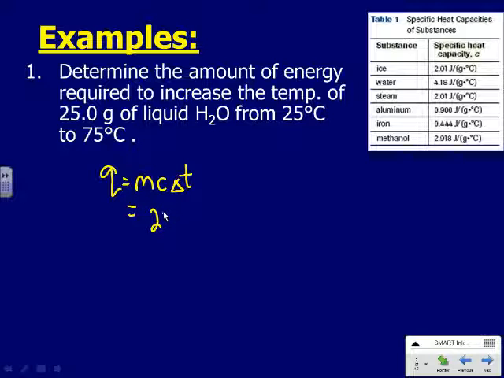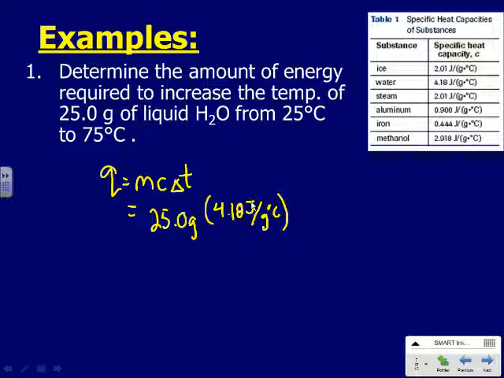Mass, 25.0. Again, you know my views on units. Some professors will be picky about it. I'm not picky about it. I'm going to include it on this first one just so I can show you the way the unit analysis works. The C, what is it for? What are we dealing with? Water. What's my C? Yep. 4.18, and that is joules per gram degree Celsius.